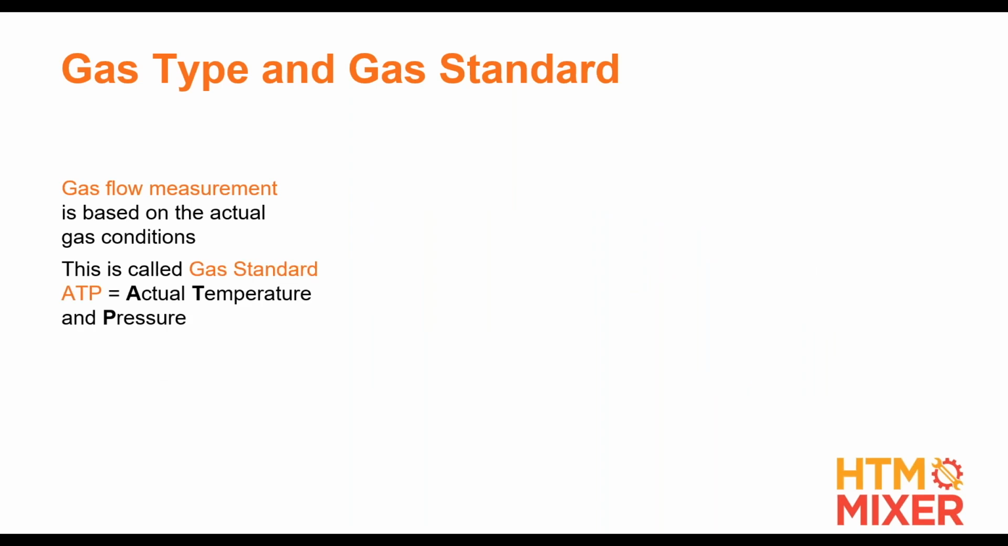So whenever we measure with an analyzer, we're actually measuring whatever the gas is currently, right? We know it's the atmospheric actual temperature and pressure.